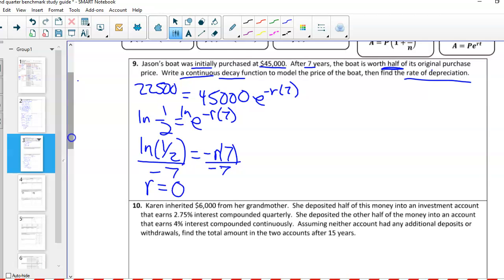You get some decimal. So that would be its rate. Remember what you're looking for. This one you're looking for the rate. So it's depreciating at 9.9% each year. Was it more than 0.99? If it was, then yes.